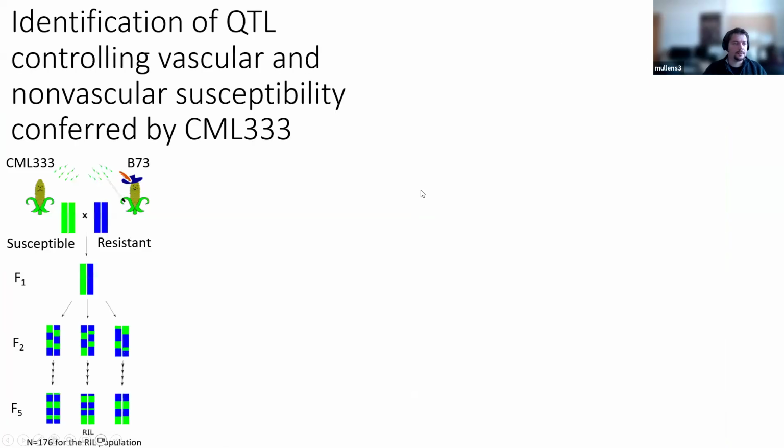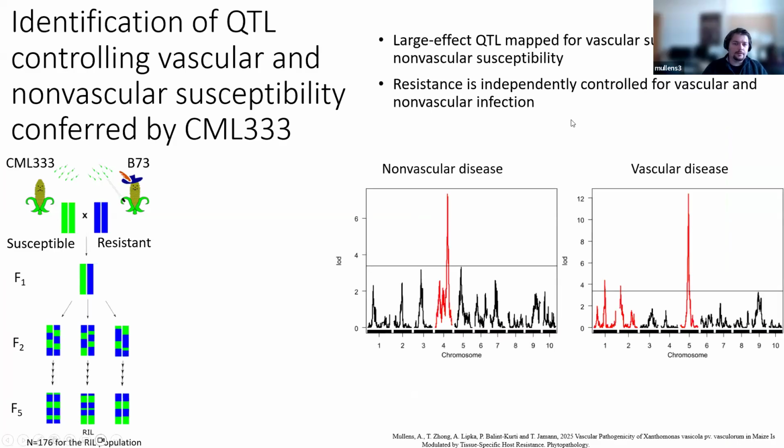So I decided to screen a mapping population descended from B73 and CML333 using both of these different inoculation techniques. And I was able to find two different large effect QTL that each controlled resistance to XVV in that particular tissue type. For vascular disease resistance, there's a major QTL on chromosome 5, and for non-vascular infiltration-induced disease, there's a large effect QTL on chromosome 4.